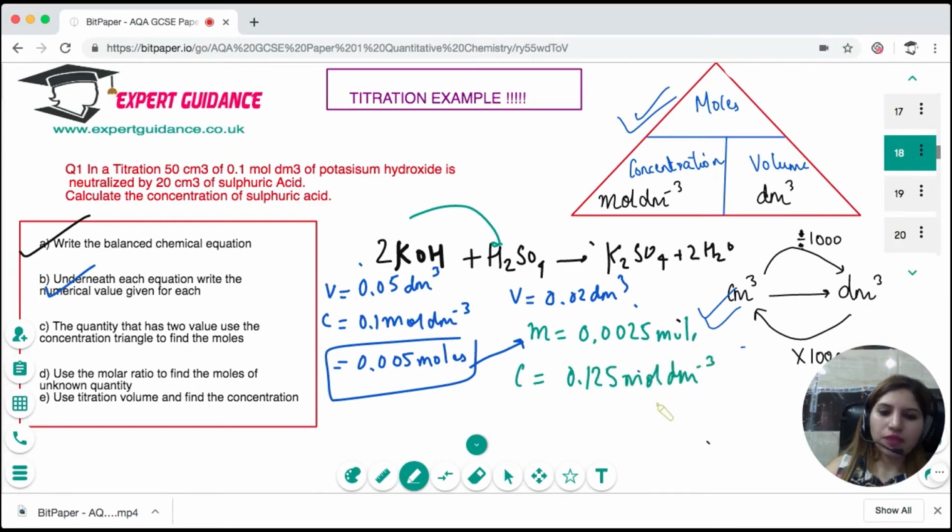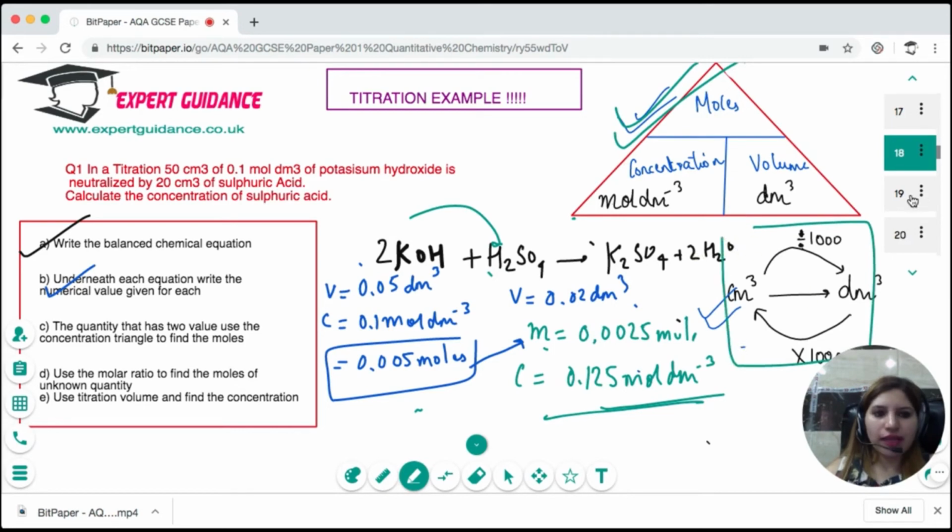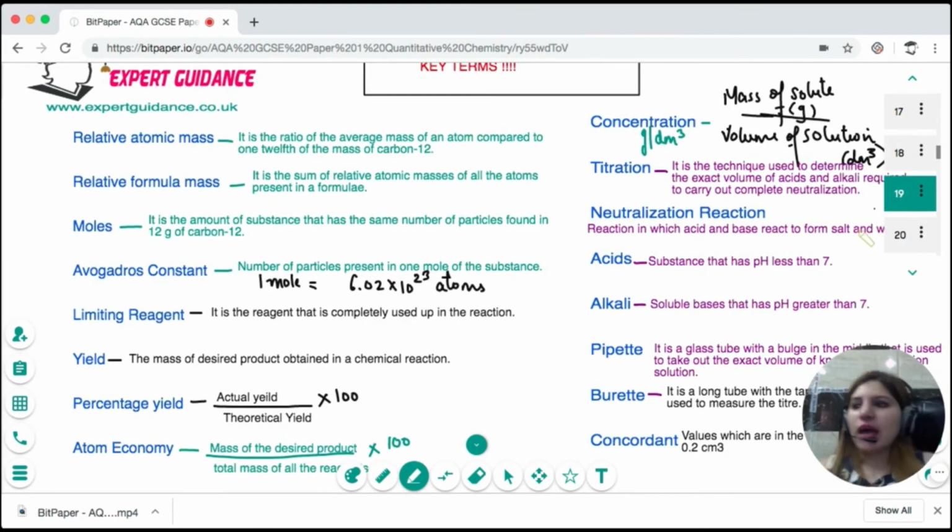So I hope this process is clear to you. Write the balanced chemical equation, write the values underneath each, for the one where you have more values find out the moles, find the moles of the other by the molar ratio, and then do the concentration calculation according to this triangle. And remember, cm³ to dm³, you need to look at this. Okay, so I hope this titration example is clear to you and all the calculations that we have done in this.